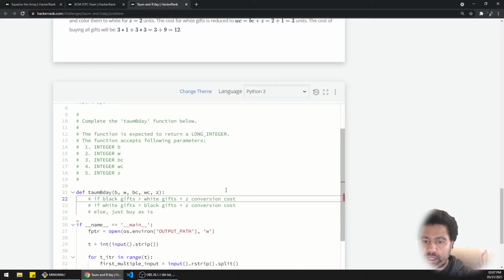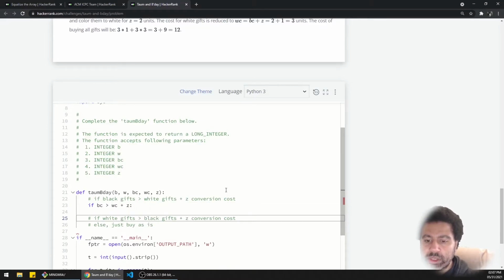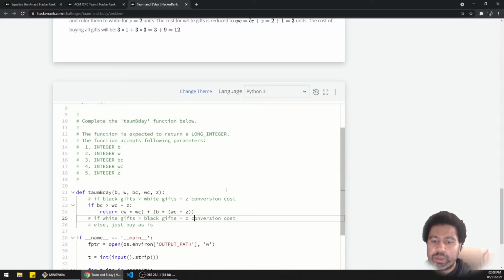Right, so I think that is the idea. So let's go through that. If BC is greater than WC plus Z, then you buy those and then return. I'll keep these separate too. This is just the white gifts on the left here. So you have the number of white gifts W times the cost of those, which is WC. And then separately the black gifts, because the cost of buying white gifts is so low, you will still do B, the number of black gifts, times the cost of white gifts plus Z. And that will be what you return here.